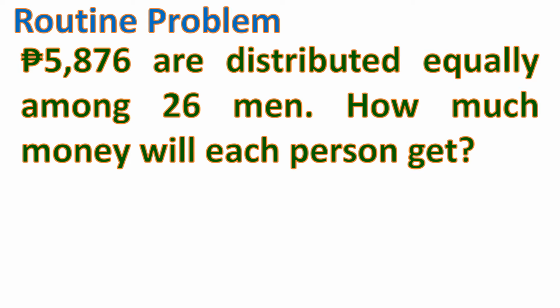So let's try to solve this. We have 5,876 pesos distributed equally among 26 men. How much money will each person get? So let us solve this. Obviously, this is dividing the money among the 26 men, so we're going to divide. So 5,876 divided by 26.